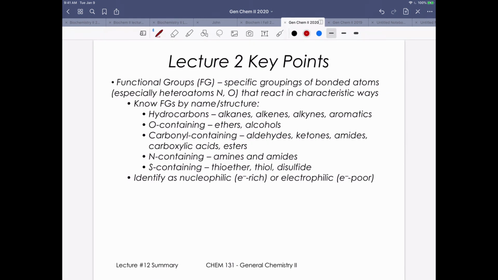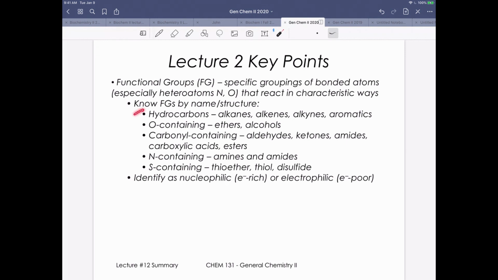All right, so again, this lecture was all about identifying functional groups. Those are specific groups of bonded atoms, particularly rich in heteroatoms like nitrogen or oxygen, but as we saw, we can also have sulfur. And they're going to react in very characteristic ways. That's why it's important to recognize these functional groups. You need to be able to know functional groups by name and structure. This groups them here: ones that contain only carbon and hydrogen, ones that contain only oxygen, ones that contain that carbonyl group, so carbon double bonded to oxygen, and ones that contain nitrogen and sulfur.